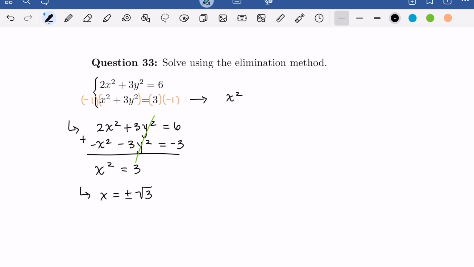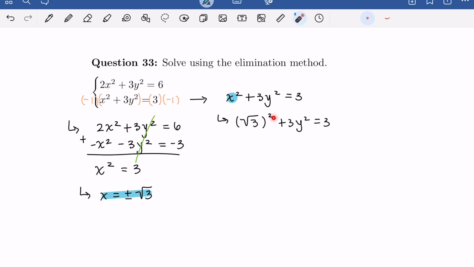So we're going to use this guy, and then we're going to plug in our values for x into here. So we're going to plug in the square root of 3 into x squared. We're going to end up with this here. Now we know the square root and the square here is going to cancel each other out. So we're just going to have 3 plus 3y squared gives us 3.